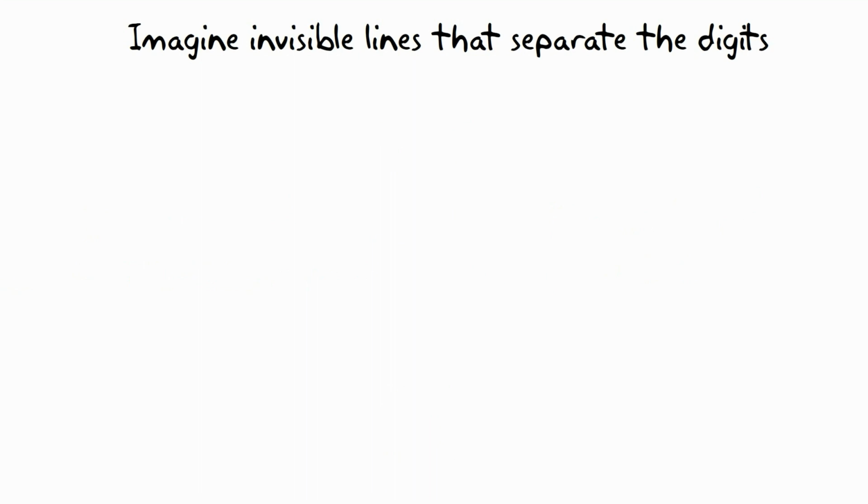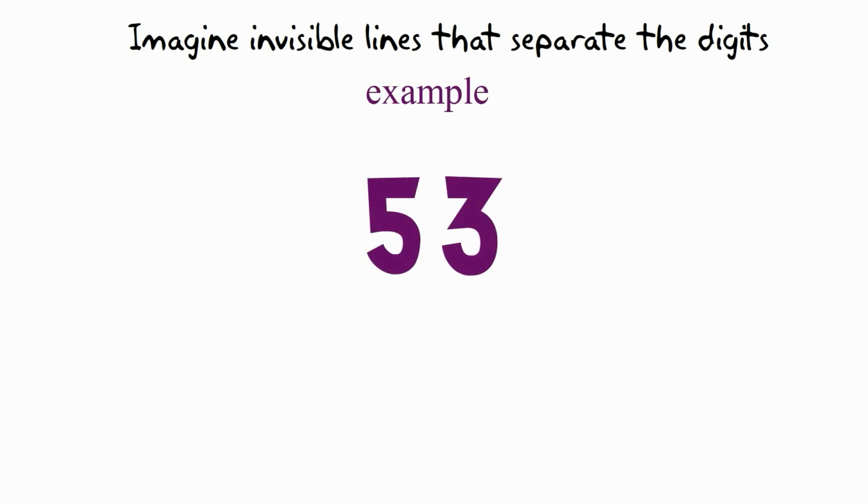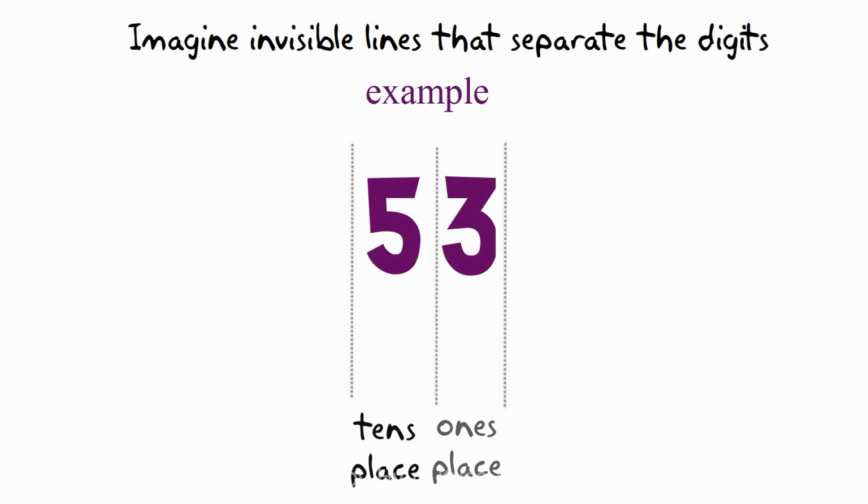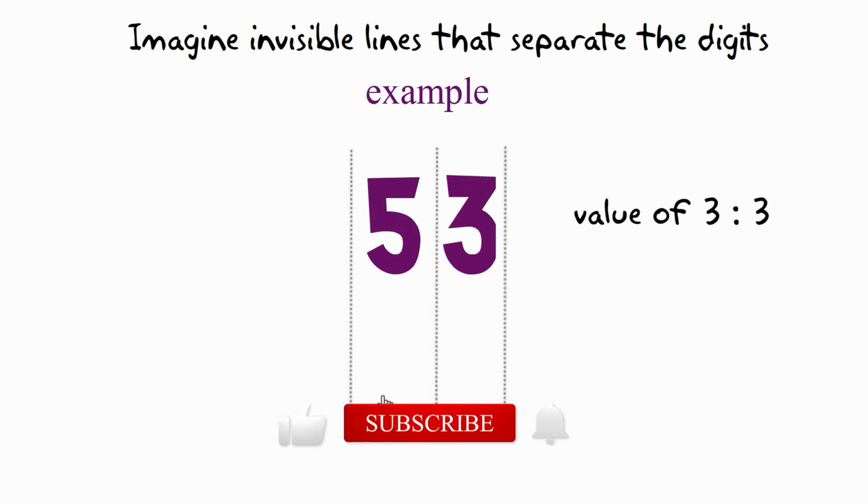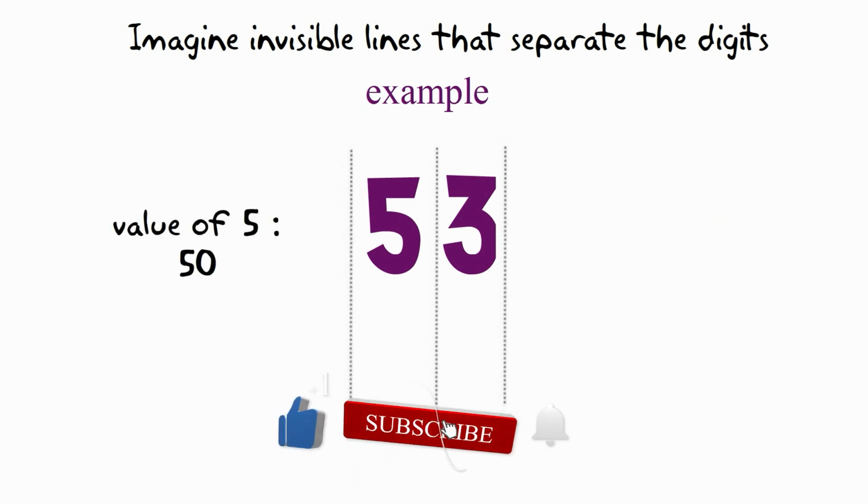Now imagine invisible lines that separate the digits. Let's have 53. 3 is in the ones place, while 5 is in the tens place. The value of 3 is 3, and the value of 5 is 50.